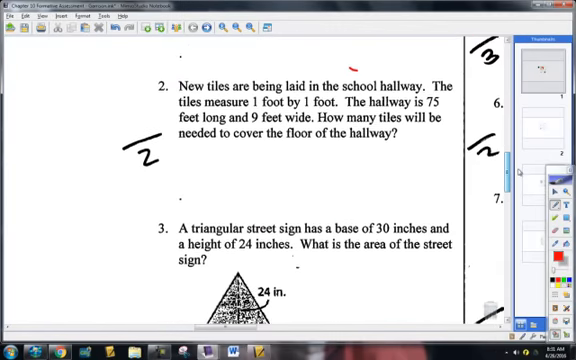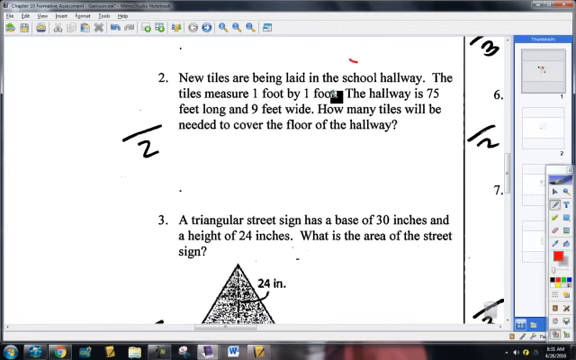All right, number 2. New tiles are being laid in the school hallway. The tiles measure 1 foot by 1 foot. The hallway is 75 feet long and 9 feet wide. How many tiles will be needed to cover the floor of the hallway? So you know right away whenever you see the word cover, what are we talking about, guys? Area. Now, I'll explain to you why this one's only worth 2 points. I probably should have made it worth 4, but you'll see why here in a minute.